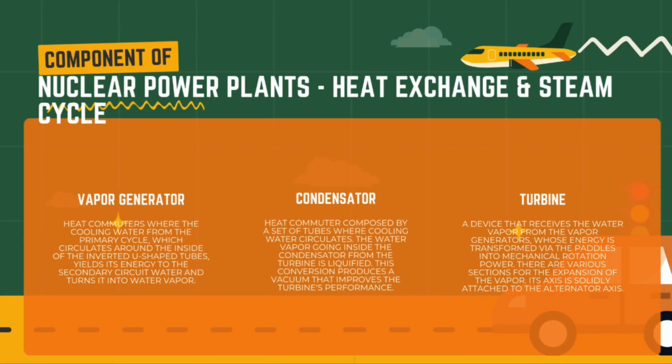The second part is the heat exchange and steam cycle. First, we have the vapor generator, a heat exchanger that uses hot cooling water from the primary circuit to yield heat to the secondary circuit water, turning it into steam. And then the condensator, a heat exchanger composed of tubes where cooling water circulates. It liquefies the steam coming from the turbine, creating a vacuum that improves the turbine's performance. And lastly, we have the turbine, a device that receives the steam and transforms its energy via paddles into mechanical rotation and power. Its axis is attached to the alternator axis.